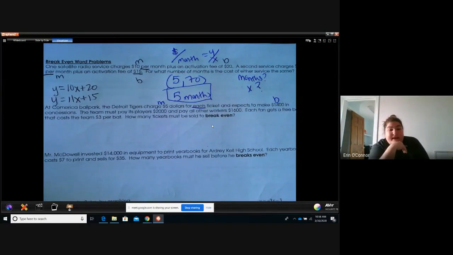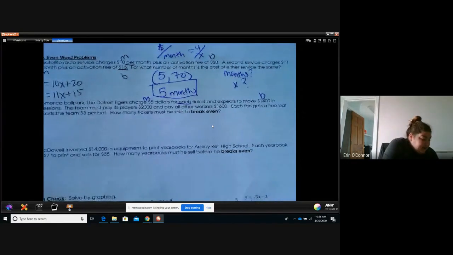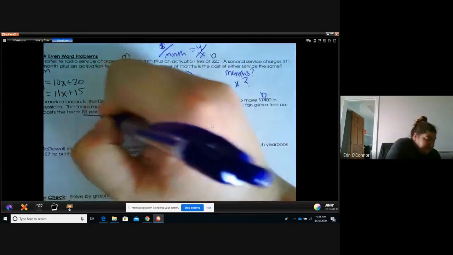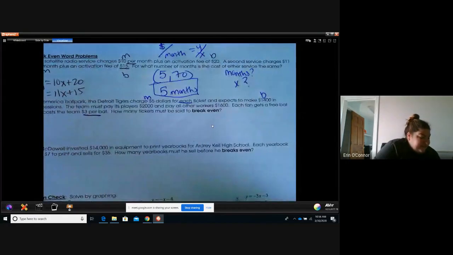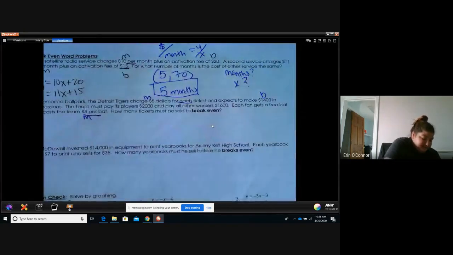The team must pay its players $2,000 and pay all other workers $1,600. Each fan gets a free bat that costs the team $3 per bat. How many tickets must be sold to break even?